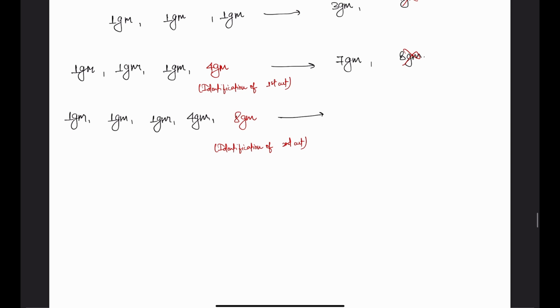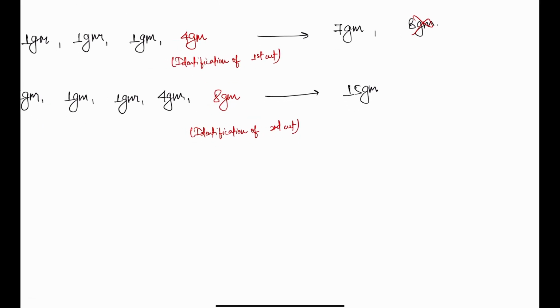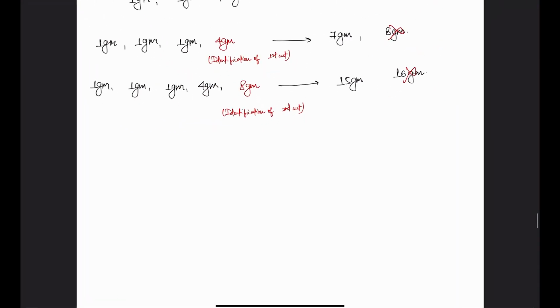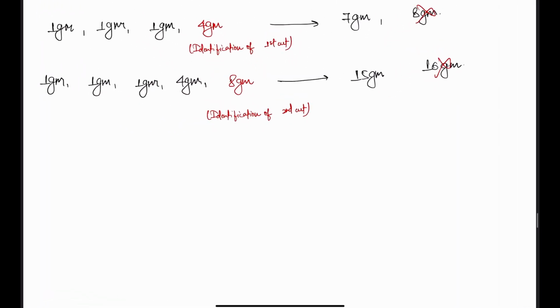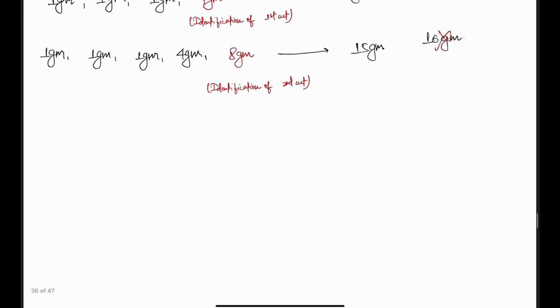So how much can we measure? Again, 7 plus 8 is 15 gram we can measure. So if we can measure 15 gram, what we cannot measure is the next one, 16 gram. Right? 16 gram we cannot measure. So this will be the last identification of this one.